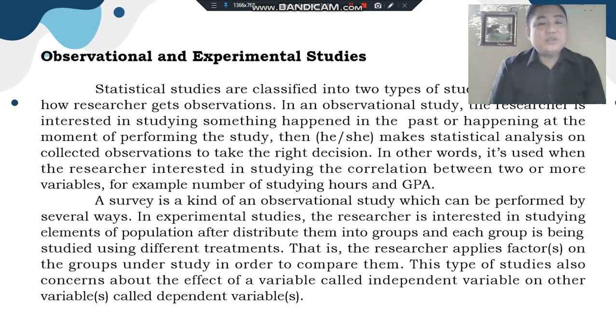Now let's go to the difference between observational and experimental studies. What is the definition of observation? The researcher is interested in studying something that happened in the past or happened at the moment of performing the study. Then he or she makes statistical analysis on collected observations to take the right decision. In other words, it's used when the researcher is interested in studying the correlation between two or more variables. For example, number of study hours and the general average of the students.